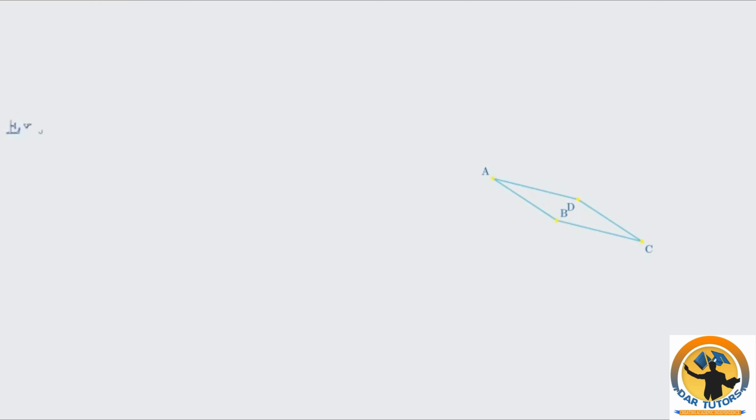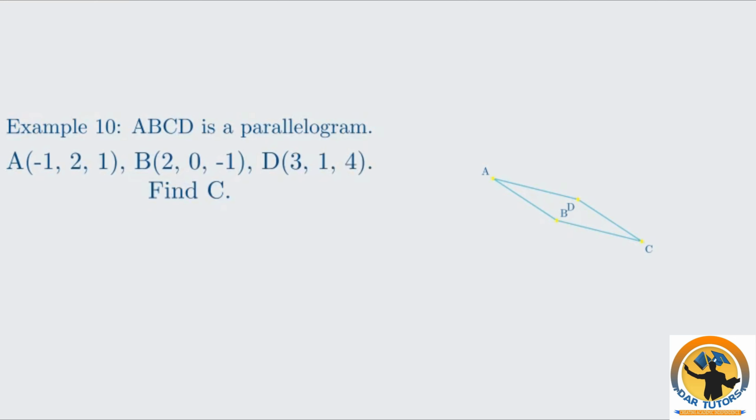Consider a parallelogram ABCD with vertices A (minus 1, 2, 1), B (2, 0, minus 1), and D (3, 1, 4). We need to find the coordinates of the fourth vertex, C. Let the coordinates of C be (a, b, c). Since ABCD is a parallelogram, the vector AB must be equal to the vector DC. So we set up the equation AB equals DC.